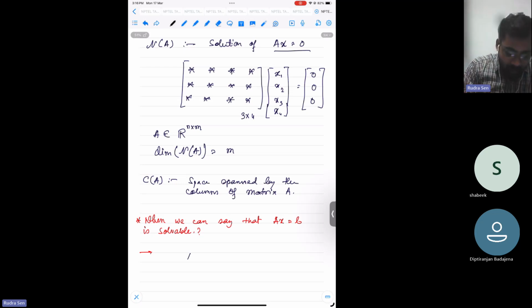So obviously, first of all, what would be the dimension of the column space? The dimension of the column space would be Rn, right? What will be the dimension of the column space? Just a minute.